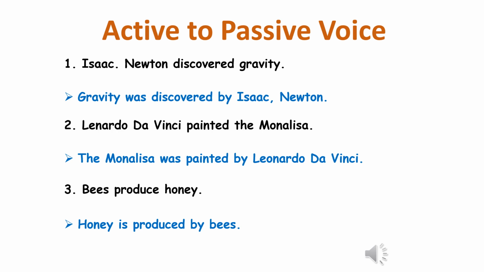And instead of saying Leonardo da Vinci painted the Mona Lisa, we can say the Mona Lisa was painted by Leonardo da Vinci. And here we are interested in the portrait of the Mona Lisa, not in the man who painted it. And instead of saying bees produce honey, we can say honey is produced by bees, and so on.